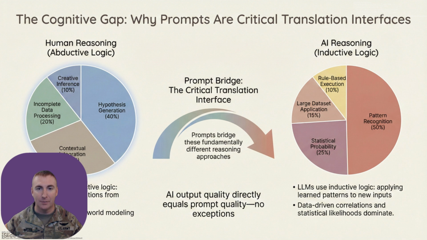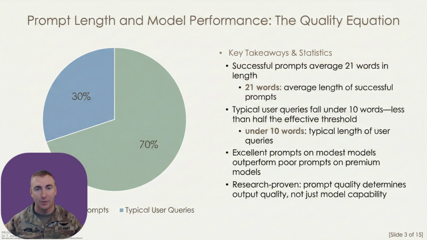This creates a fundamental problem. Direct interaction between abductive human cognition and inductive AI processing produces technically correct outputs that miss the strategic point entirely. Prompts bridge this logical gap. An effective prompt doesn't just ask a question. It provides the context, constraints, and structural guidance that enable the AI's pattern matching capabilities to produce outputs aligned with human strategic intent.